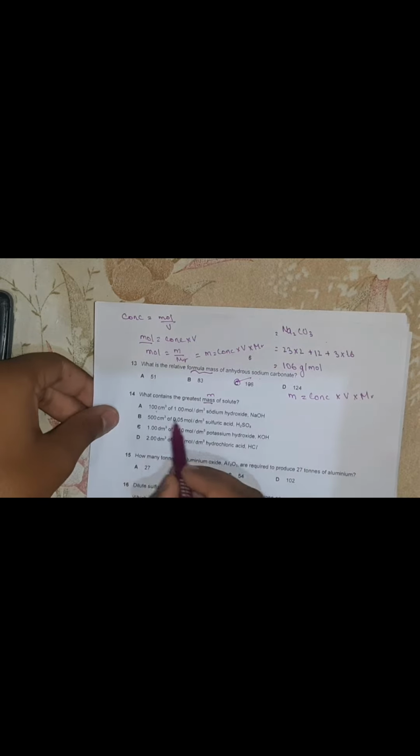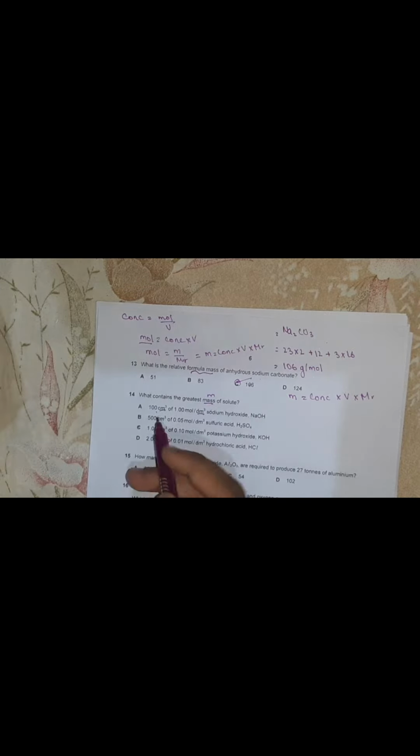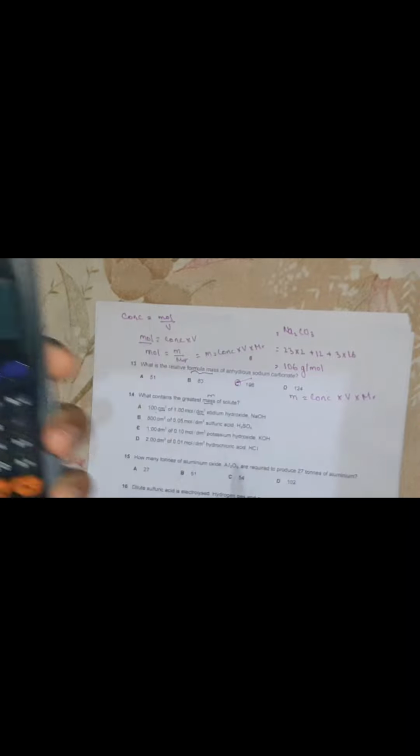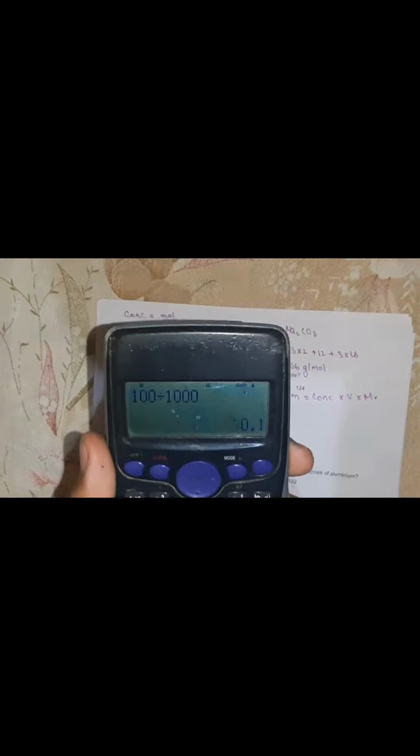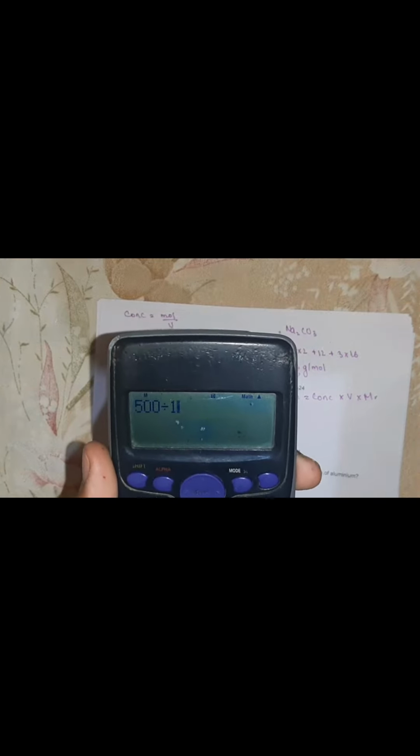Here we have 100 centimeter cube, but the concentration is in dm cube, so change it to dm cube. To change centimeter cube into dm cube, we have to divide by 1000. So 100 divided by 1000 will give us 0.1 dm cube. 500 centimeter cube, 500 divided by 1000, will give us 0.5 dm cube. All those other things will remain the same. Okay, so now we have to calculate the Mr of these.